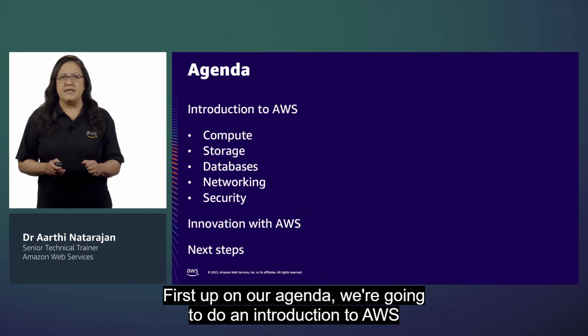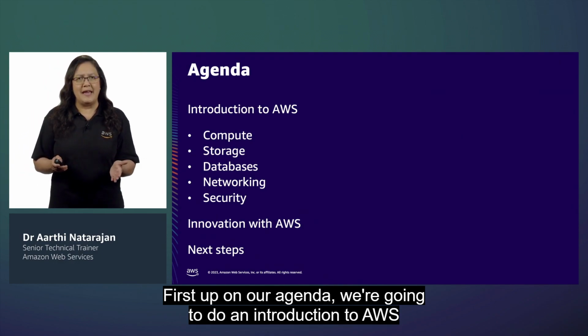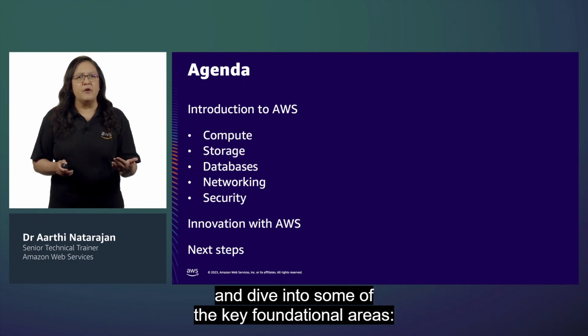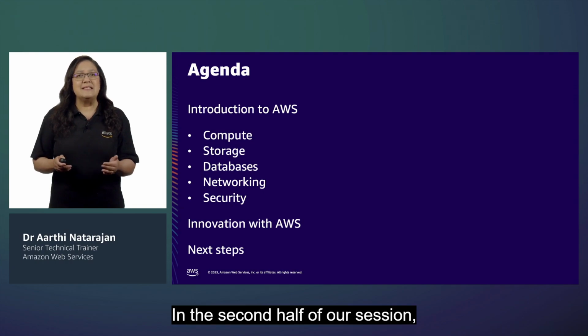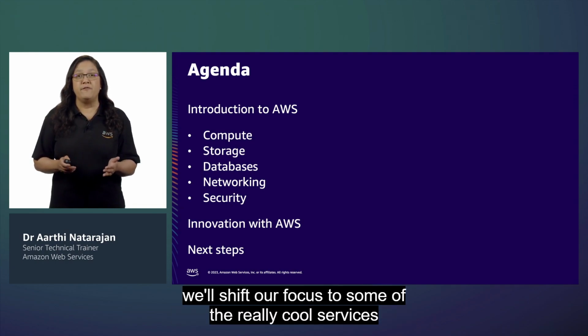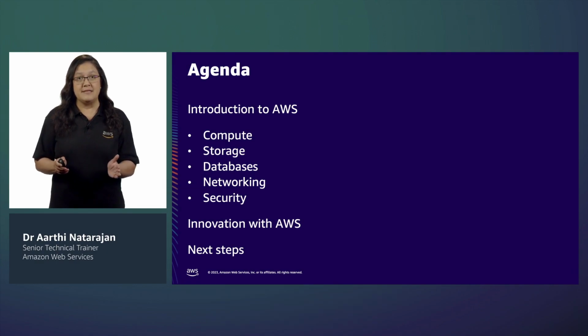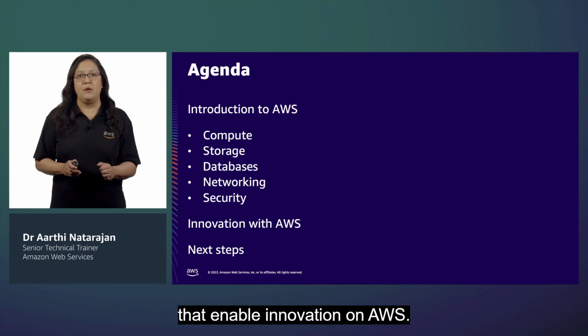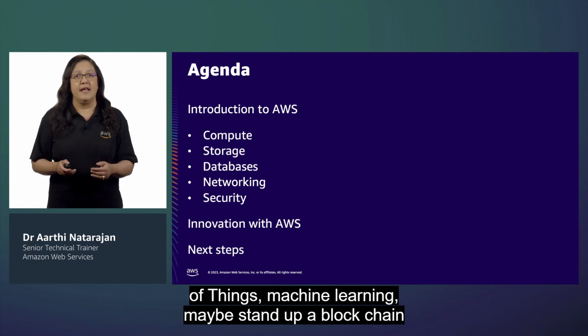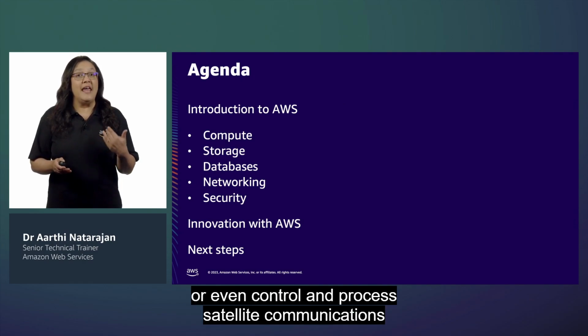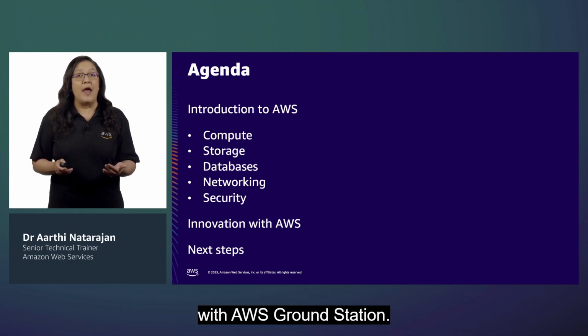First up on our agenda, we're going to do an introduction to AWS and dive into some of the key foundational areas: compute, storage, databases, networking, and security. In the second half of our session, we'll shift our focus to some other really cool services that enable innovation on AWS. Looking at how AWS services can help you manage the Internet of Things, machine learning, maybe stand up a blockchain, or even control and process satellite communications with AWS Ground Station.